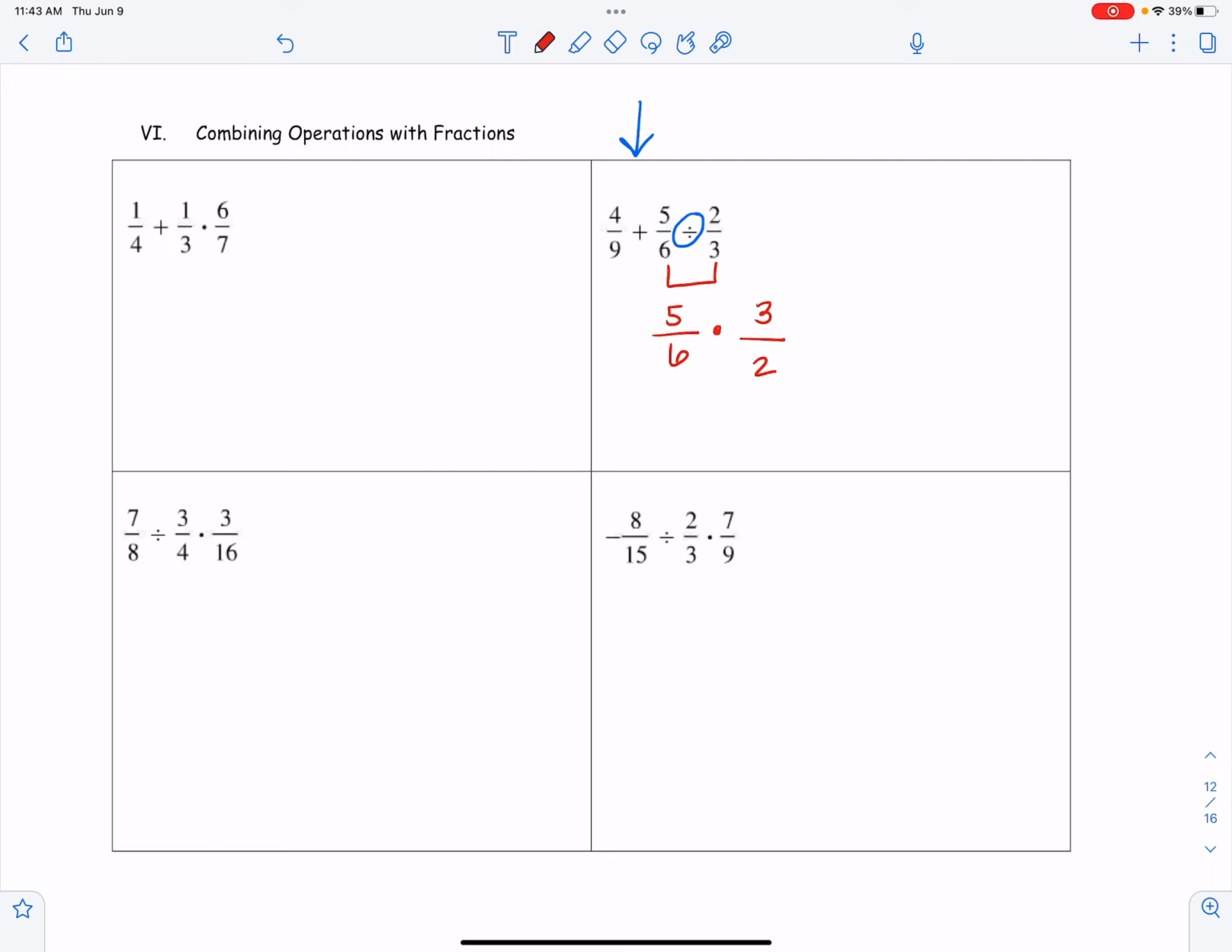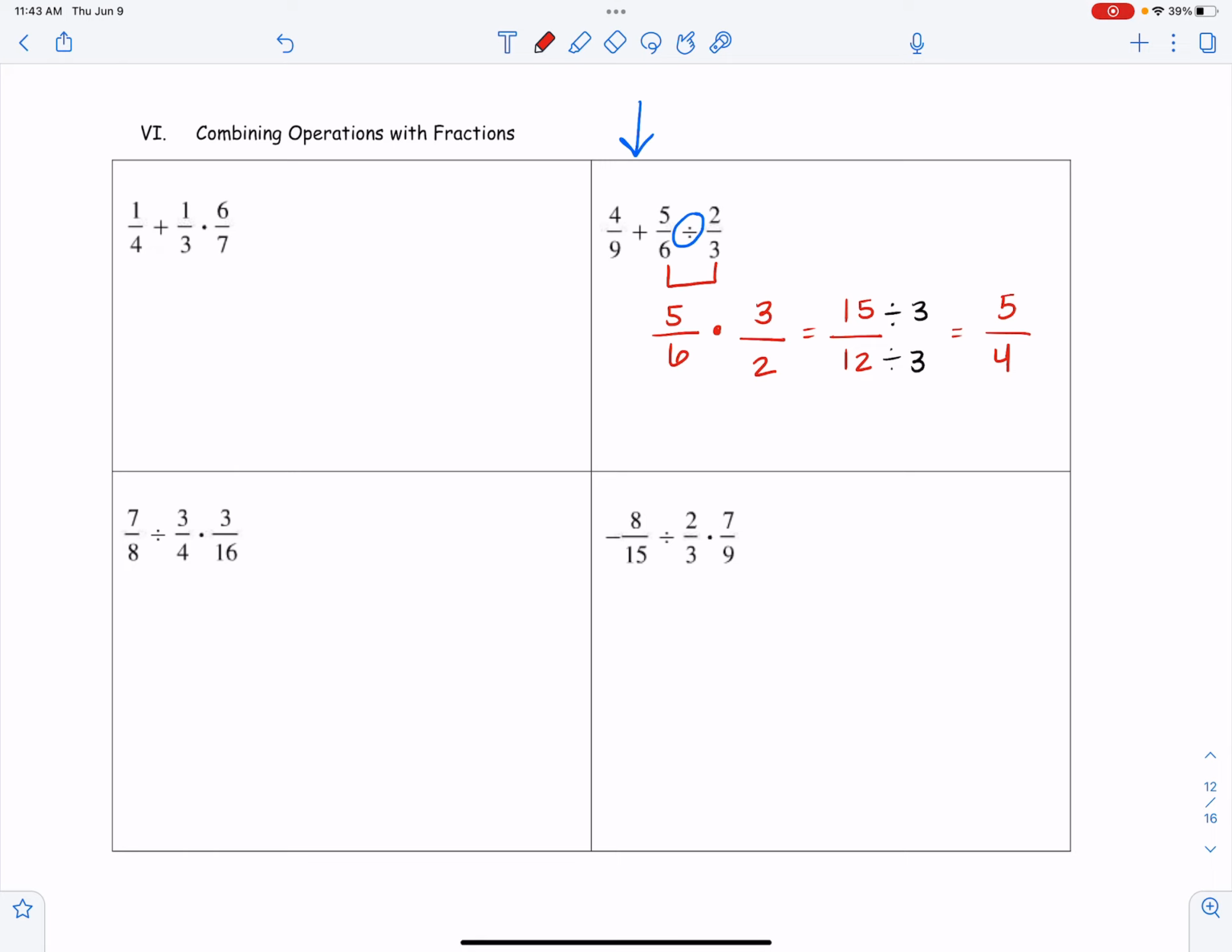All right, so I'm going to go ahead and work through this. 5 times 3 is 15 in the numerator, 12 in the denominator. And remember, simplify your fractions if you can. So both of these are going to be divisible by 3. And so that means that this fraction will simplify to 5/4.